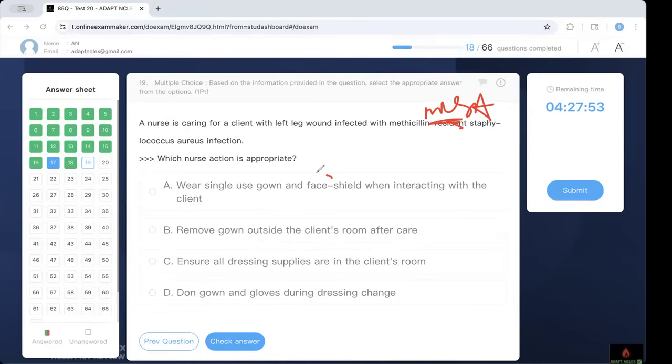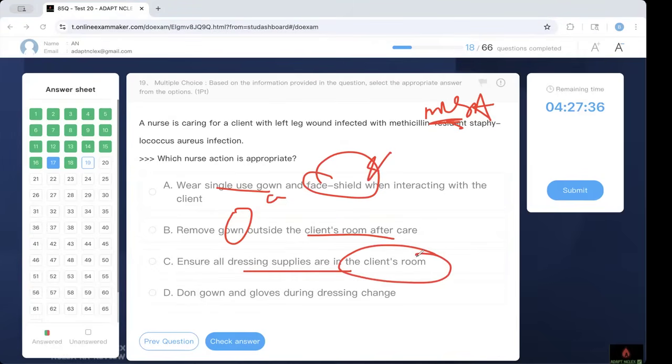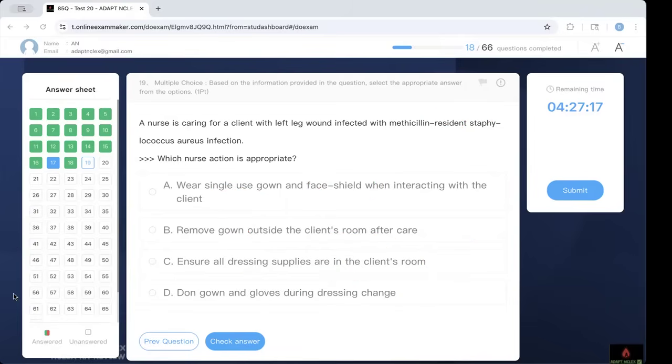When you're interacting with the patient, you don't need a face shield. You can use gown and gloves, but face shield is when you change the dressing. You don't remove your gown outside. That's a problem. All dressing supplies are kept in the client's room. What do you think? You got to dress before you get there. So if you keep everything there, what do you think? Don gown and gloves during dressing change. You should wear something on your face. Therefore, all dressing supplies are in the client's room because you cannot leave the room and then go find them again. So keep all the dressing supplies in the client's room.